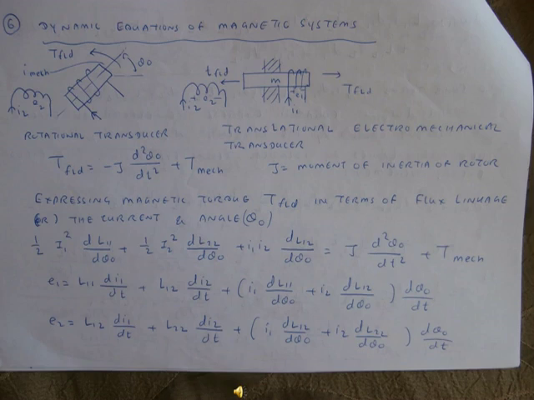Minus J d2 theta 0 by dt square plus T mechanical. And J is also the moment of inertia of the rotor, d2 theta 0 by dt square is the angular acceleration, plus T mechanical.